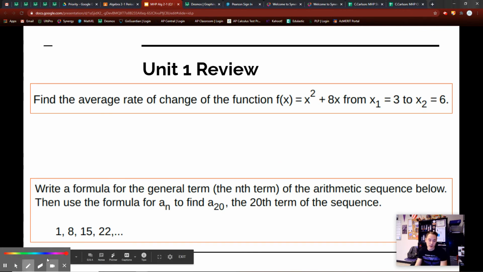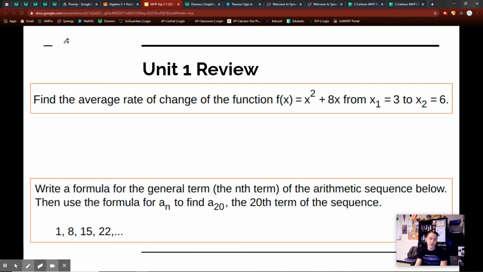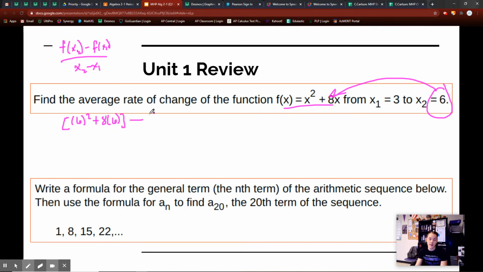So this is the rate of change formula. Let's do purple. So my rate of change formula right here is f of x2 minus f of x1 all over x2 minus x1. Okay, so I have something like this. So I plug in my x2 into my x's. In brackets, it'll look like this: 6 squared plus 8 times 6. And then minus, following my formula, I plug in my x1 into here. So that is 3 squared, and then plus 8 times 3.